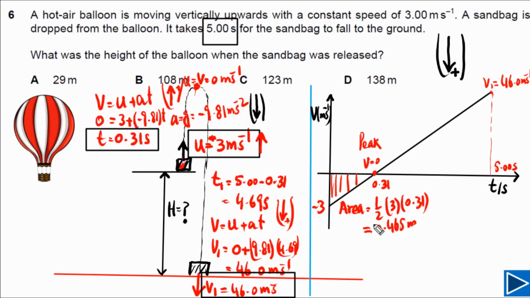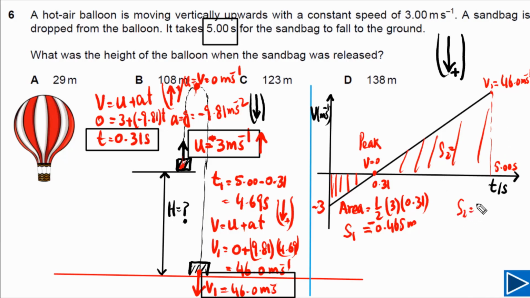0.465 meters. But this is negative, and this is the area. I mean, this displacement is from the peak to the ground. We can also say that this area is equal to s1, and let's say this other one is equal to s2. And so we can calculate the area of this triangle, and that is equal to S2.